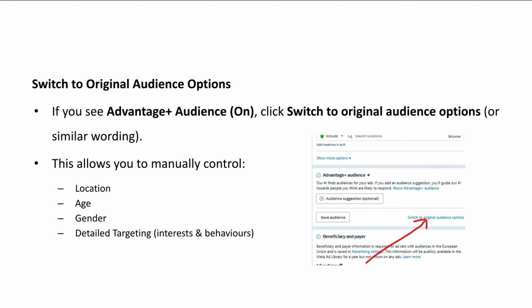If you see Advantage Plus Audience turned on, click switch to original audience option or similar wording. This allows you to manually control location, age, gender, detailed targeting.